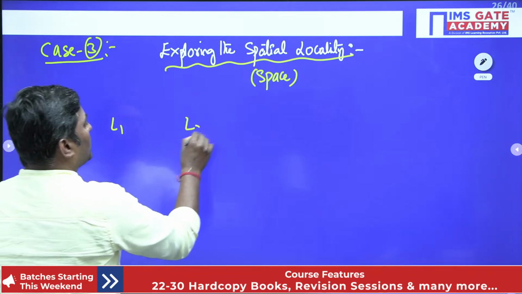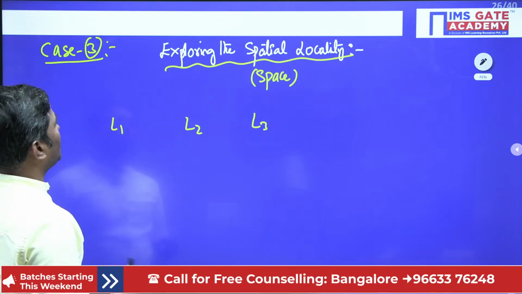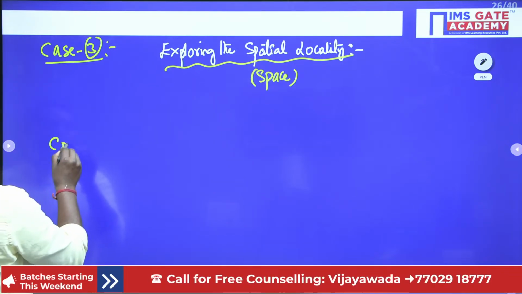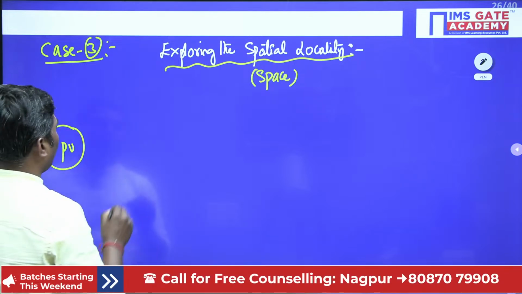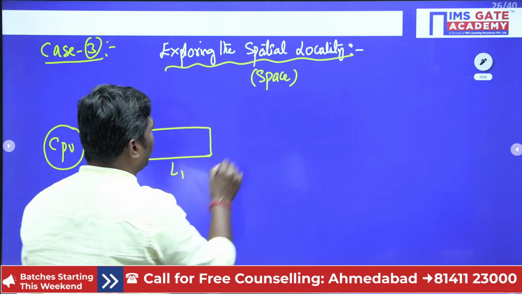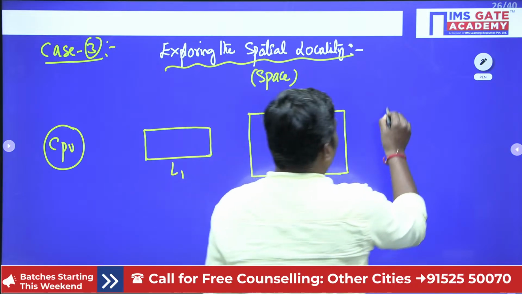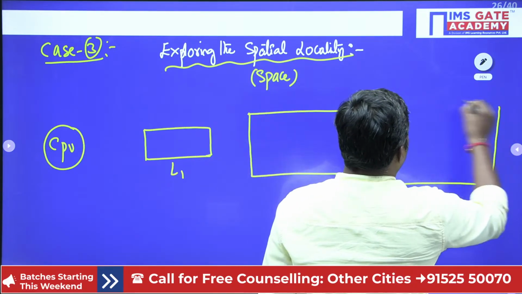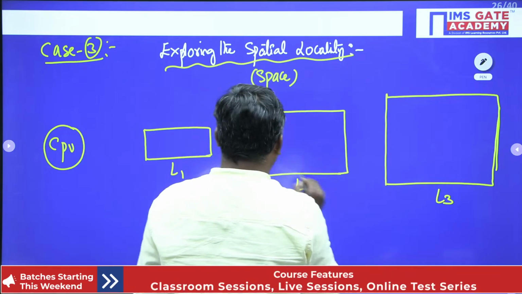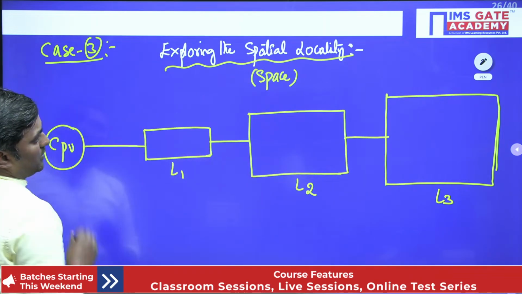L1, L2, L3 are there. Let me take it properly. Here is a CPU. Now L1 is there, here is L1. Here is L2. Then here is the L3 system. L3, L2, L1 are connected level by level only, right? So they are connected level by level.